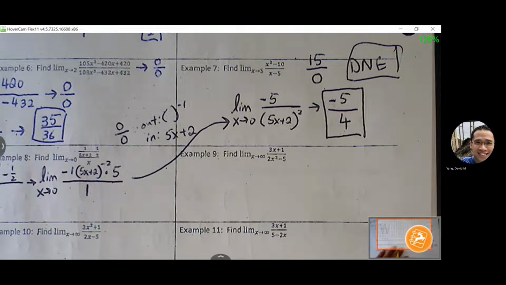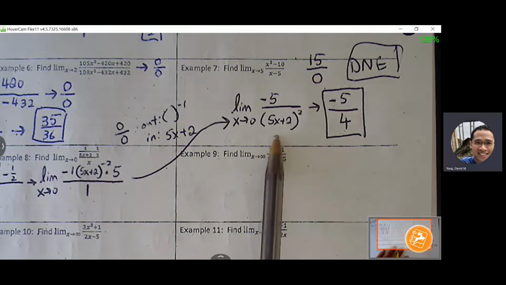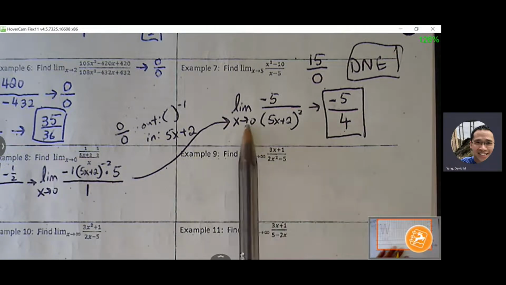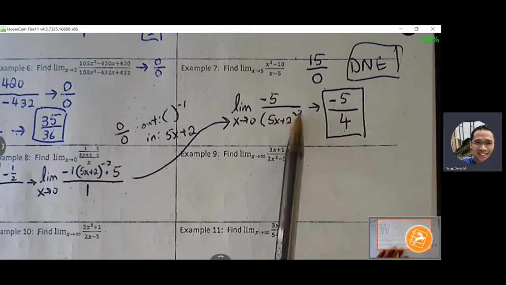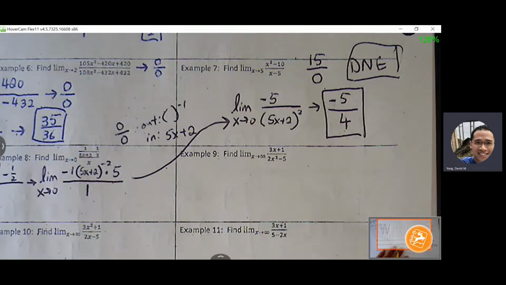Questions? What happens to 5x? Say it again. What happens to 5x in 5x plus 2 squared? What's that? We're just reevaluating. So if I insert a 0 in for x, that becomes 0. 0 plus 2 is 2. 2 squared is 4. Yeah, I didn't show all the steps there. I was just kind of plugging it in.